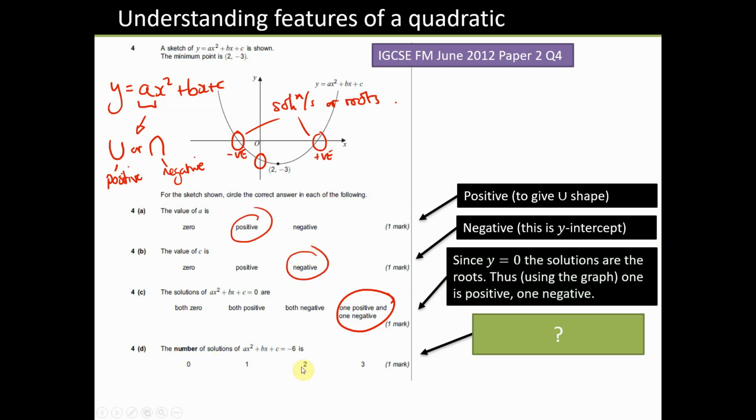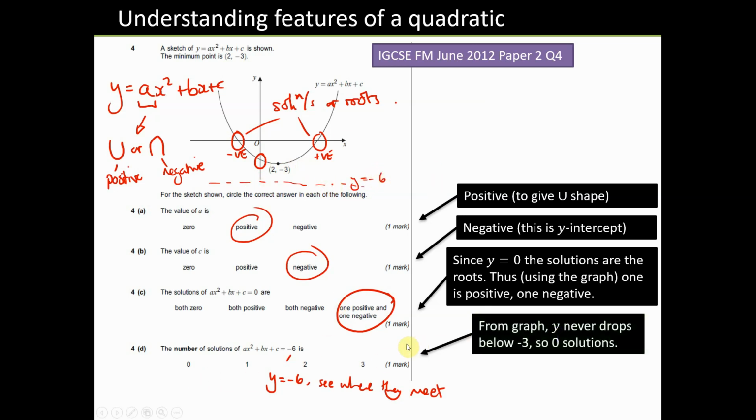And then the number of solutions to the graph we've got equals minus 6 is. Remember when we had something, we said it was equal to a number. We'd want to draw the line y equals minus 6 and then see where they meet. Well, if I drew the line y equals minus 6, this is minus 3, it's going to be somewhere down here. And they never cross, so it would be 0.